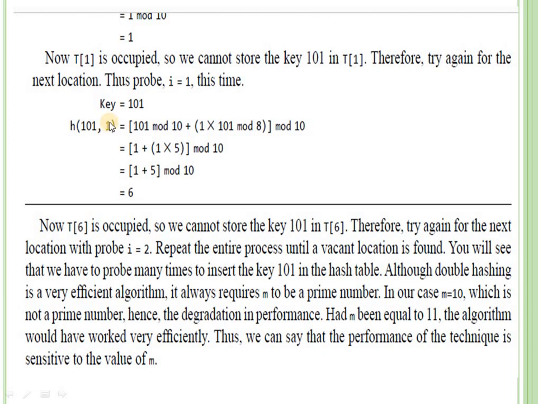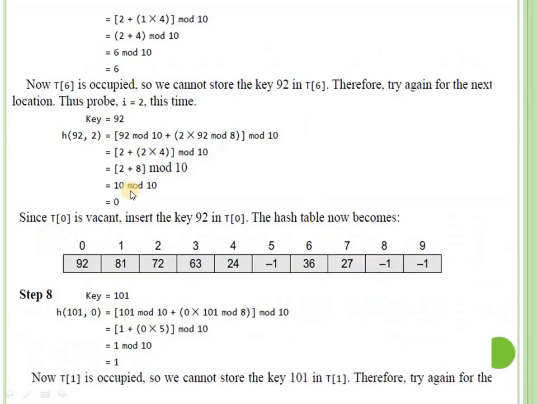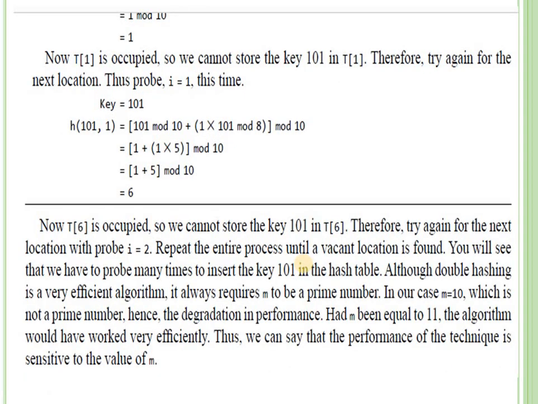Here we have i as 1. After calculating this, we got answer 6. Now we have to check T[6]. Here T[6] has 36. So we have to again increase i. i becomes 2 and we have to calculate this hash and find the value. We have to do this process repeatedly until we get a vacant location.